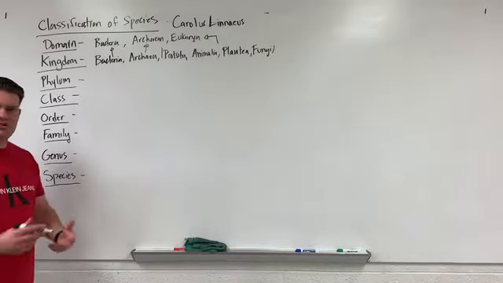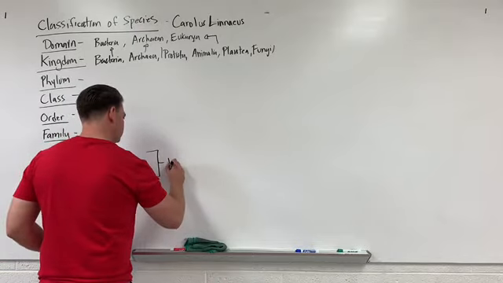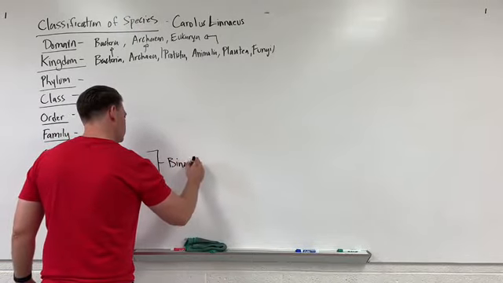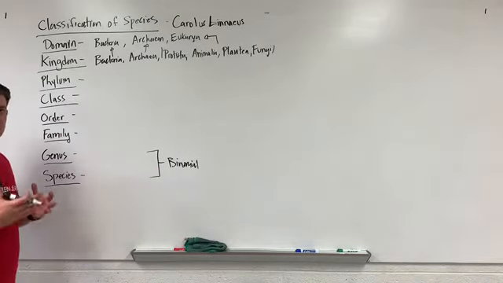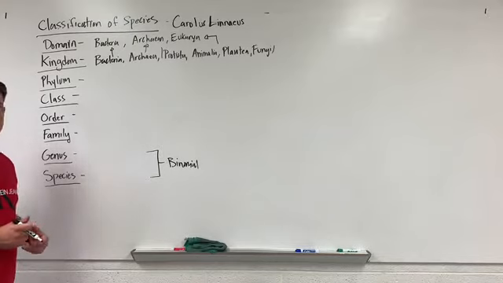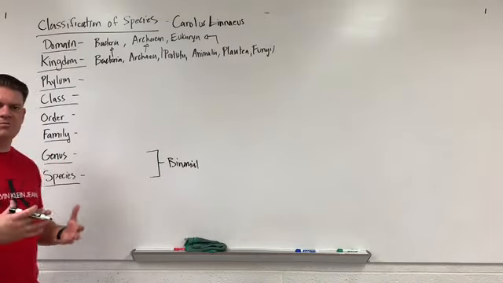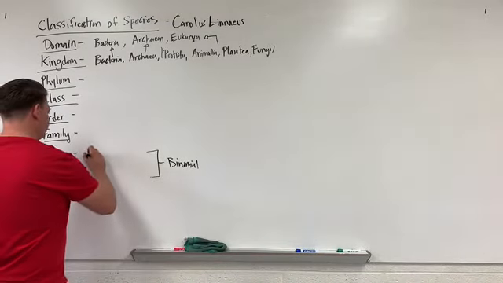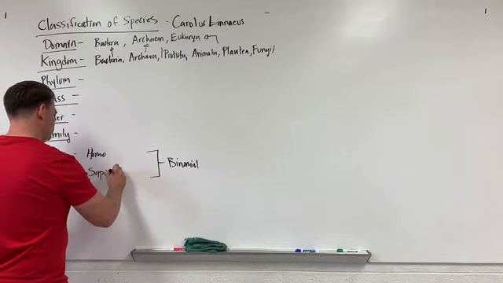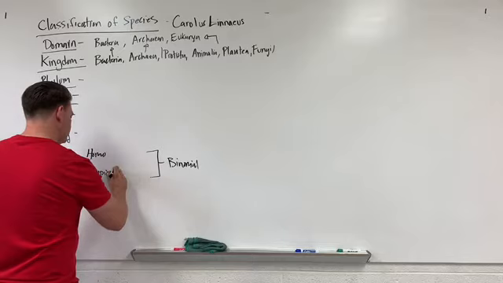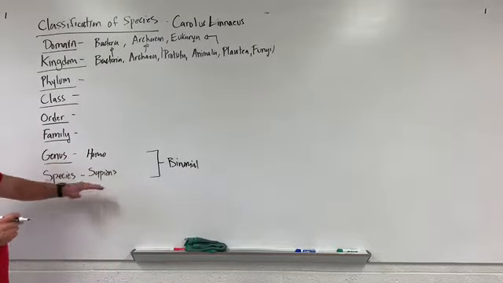So binomial means two names. And this is how we create the scientific name of a species. So if we want to say, what's the scientific name of humans? You're all now shouting at your computer, Homo sapiens, right? Homo sapiens. So our genus is Homo, and our species is sapiens.